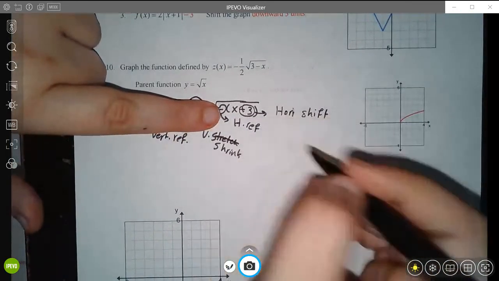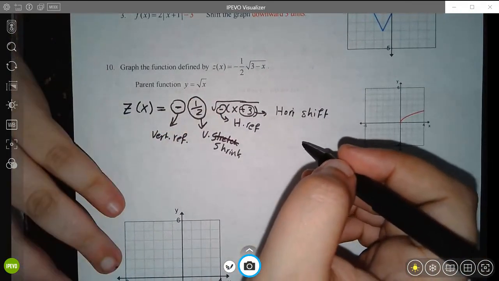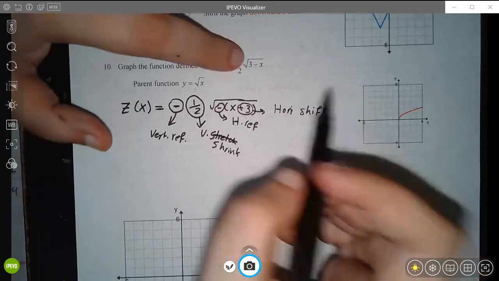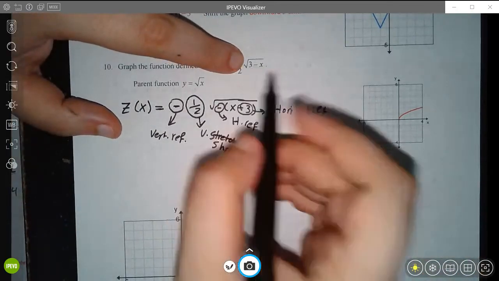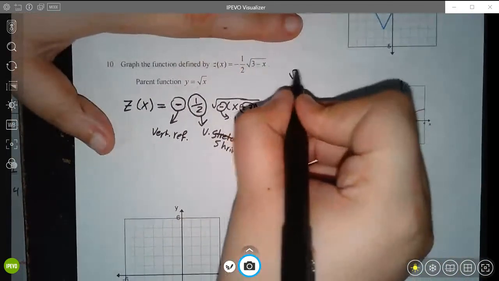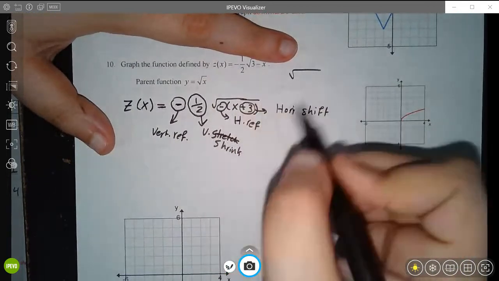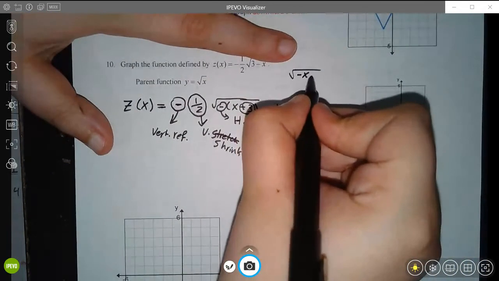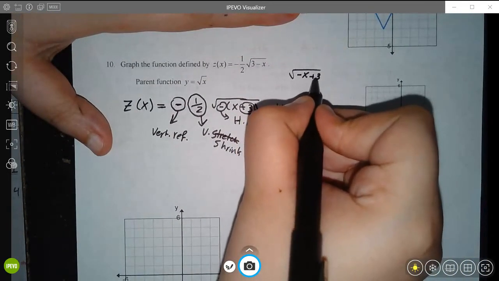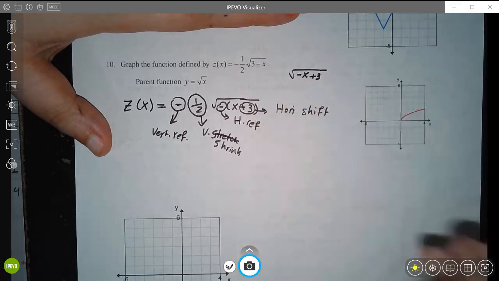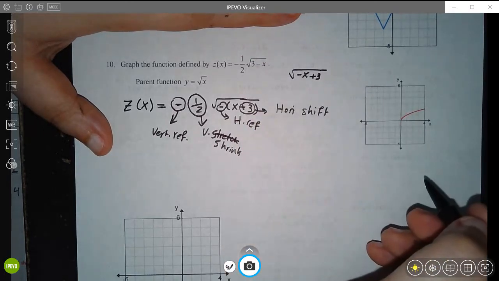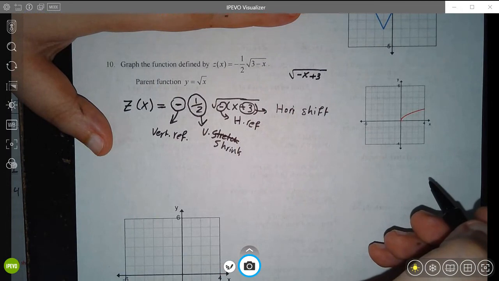Now here's a question I got before. Why did I rewrite it like that? Why did I turn the 3 positive and take out a negative? Well, if I want to rewrite the value under the root, just reorder to make the x first, it's going to be negative x plus 3. So that's what I did.